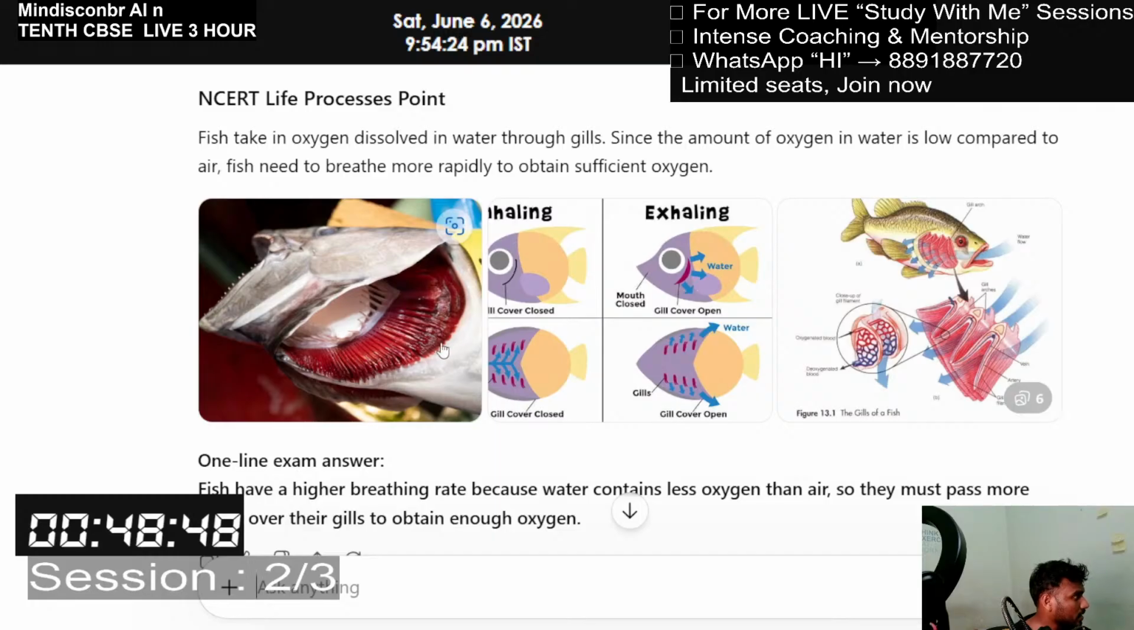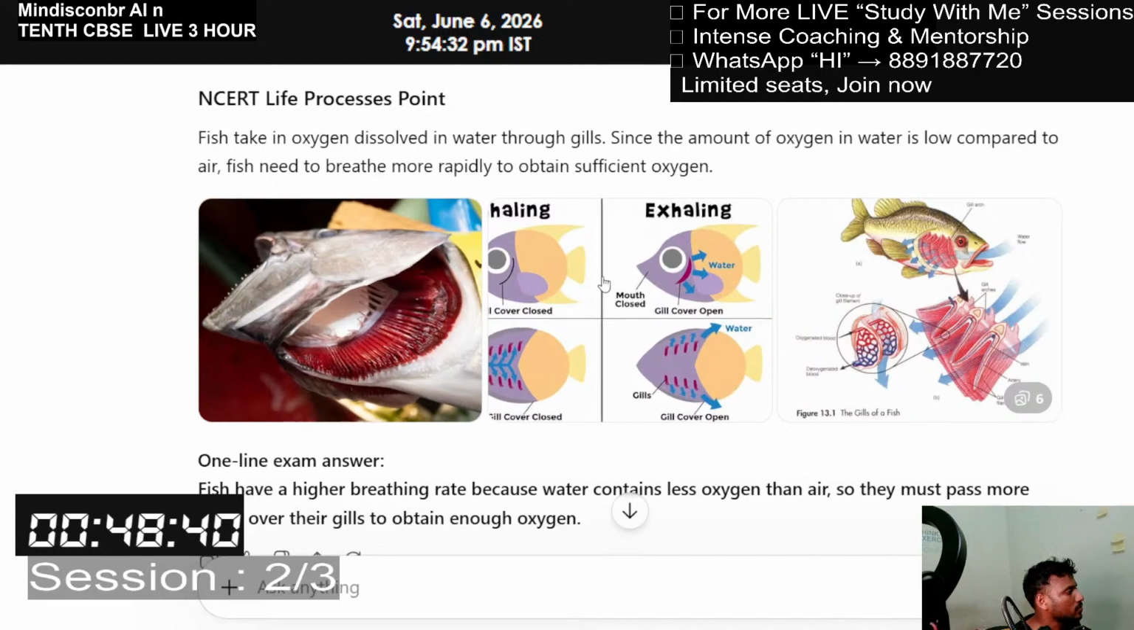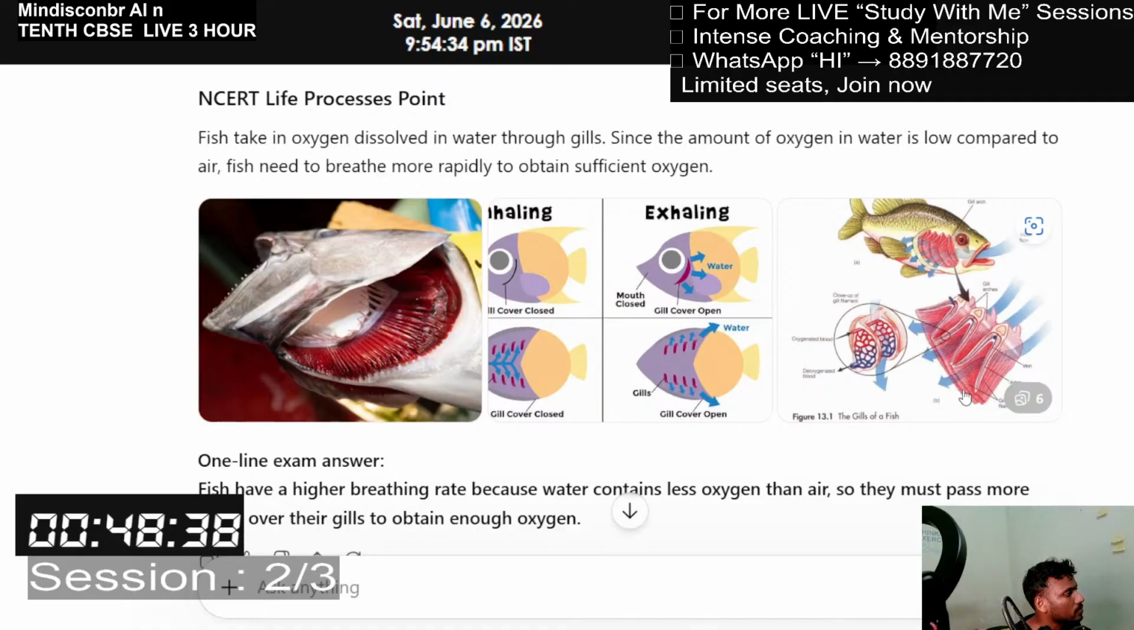This is the gills. Gills present in the fish.